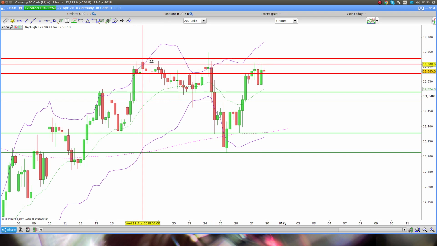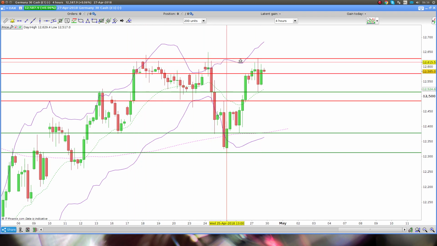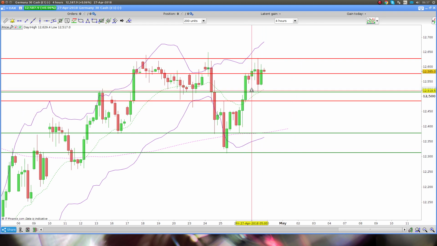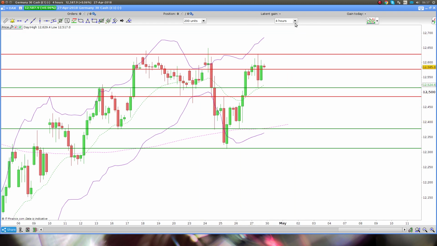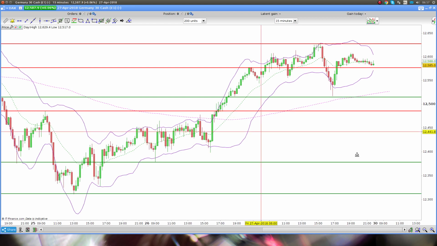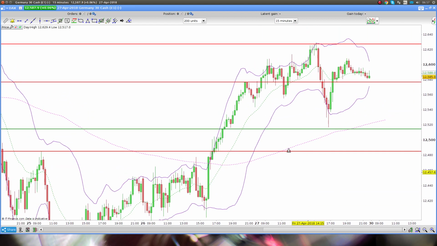This top level here, you can see how many times we've tried to break through it. So it's 1, 2, 3, and failed. Came down to this level here, and we turned. So let's drill down to a 15-minute chart. And I'm not changing any of those levels for now, right? I just want to show you how price behaves at those levels.